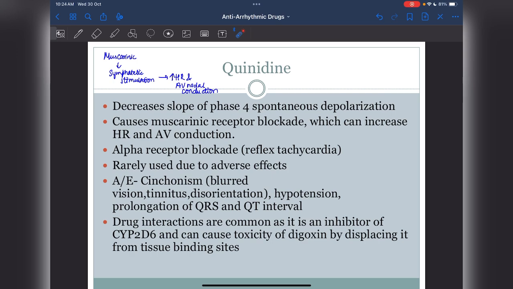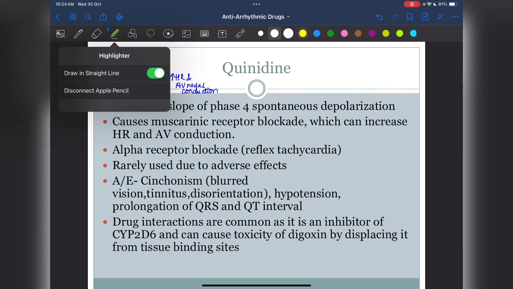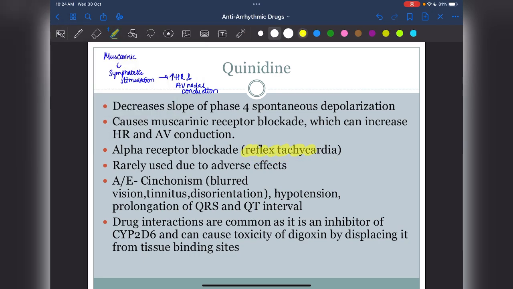Now you will read that there is also alpha receptor blockade. So people will think there is blockage of alpha receptors, so it is good to give it in sympathetic stimulation. No, it's not good. If there is blockade of alpha receptors, there will ultimately be hypertension. And if there is hypertension, there will be reflex tachycardia. So you have to understand that reflex tachycardia will happen here. That is a very important point to understand: reflex tachycardia will be seen when you give quinidine.